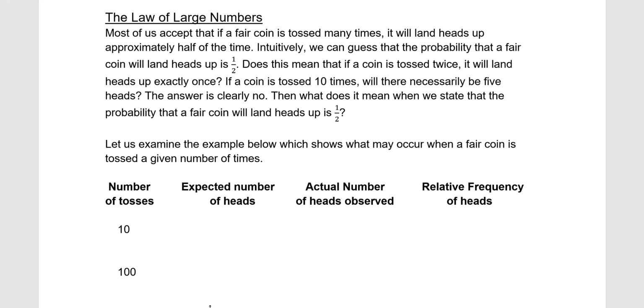So we should probably guess that the probability that a fair coin is going to land heads up is 1/2. So we want to ask ourselves now, does this mean that if we toss a coin twice, it will land heads up exactly once? If a coin is tossed 10 times, is there going to be exactly 5 heads? And we can keep on going with this. And the answer is obviously no. We can toss a coin 10 times and not have exactly 5 heads. So then it comes down to, what does it mean when we say that the probability that a fair coin will land heads up is 1/2?